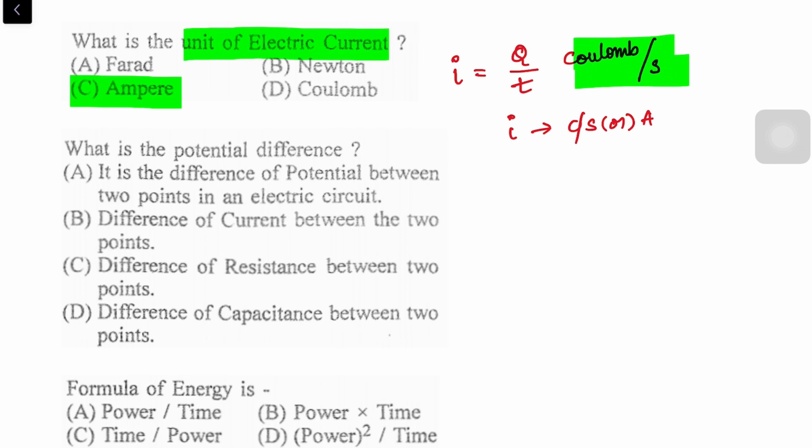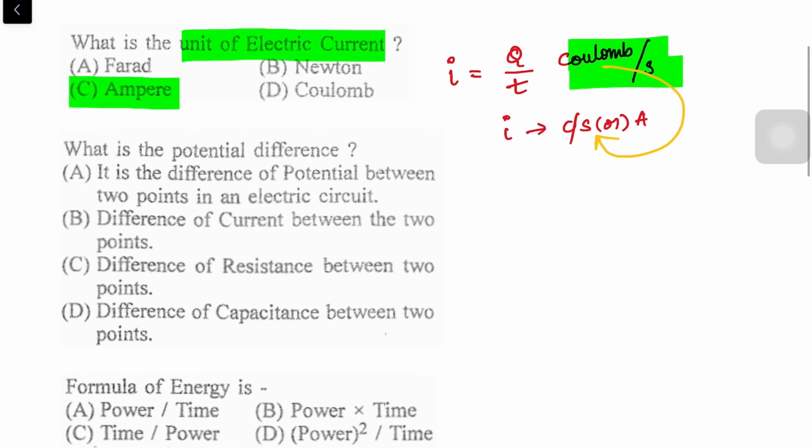And ampere in itself is not a unit, but Ampere is the name of a scientist. To honor the work of the scientist called Ampere, we have renamed coulomb per second as ampere. That's it.